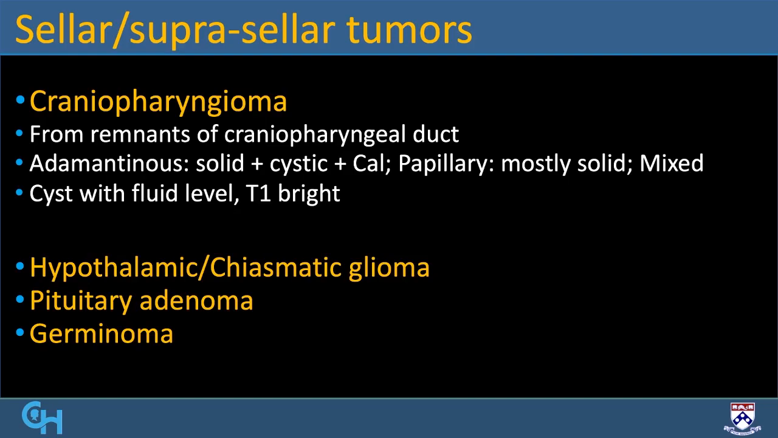The typical appearance of a mass in a suprasellar location with a cyst, calcification on CT and a fluid level, and T1 bright signal on the non-contrast MR images is characteristic of craniopharyngioma. The other entities in this group are the hypothalamic chiasmatic glioma, pituitary adenoma, and germinoma, which we already saw before.